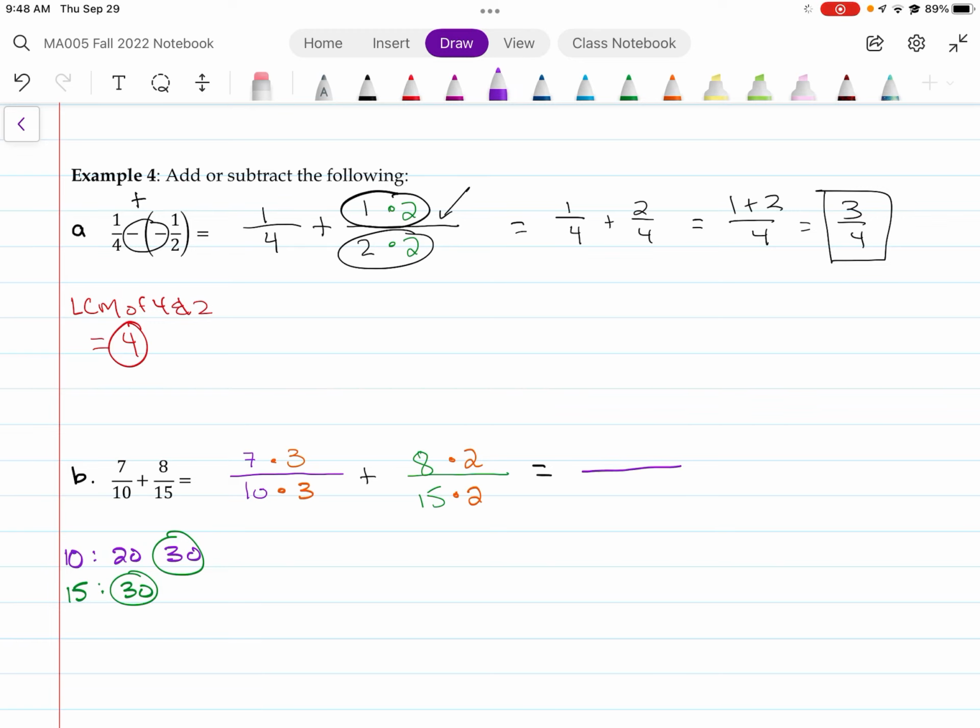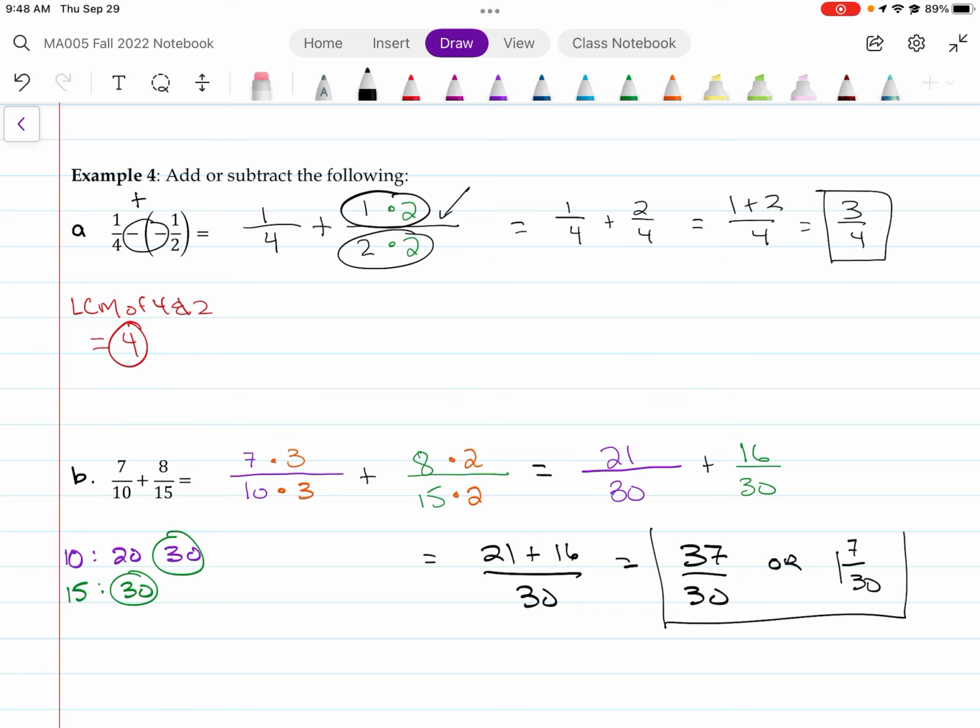So you want to make sure you write all this down. 7 times 3 is 21. The bottom is 30. And then on the other one, 8 times 2 is 16, and the bottom is 30. All right, so now we get 21 plus 16 over 30, and 21 plus 16 is 37/30. If it wants mixed numbers, this would be 1 and 7/30. Okay, and if you don't know how I did that, pause the video and give it some thought.